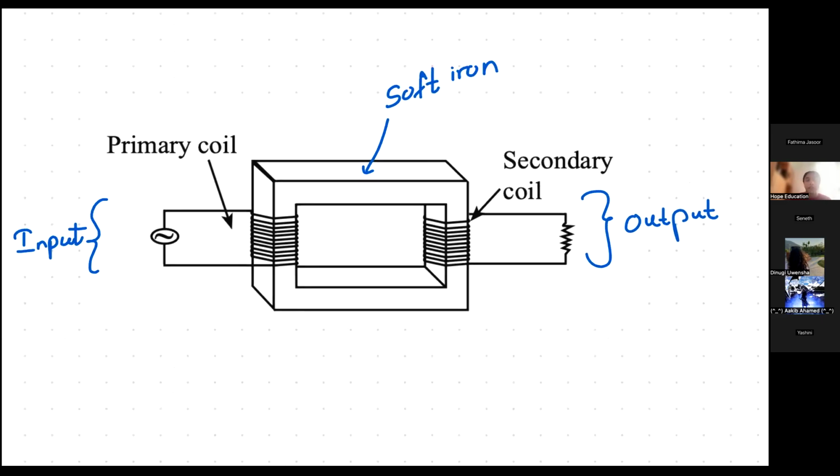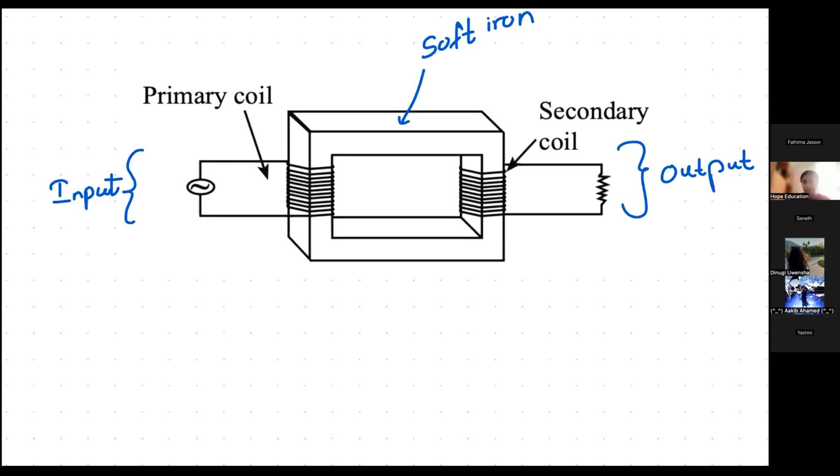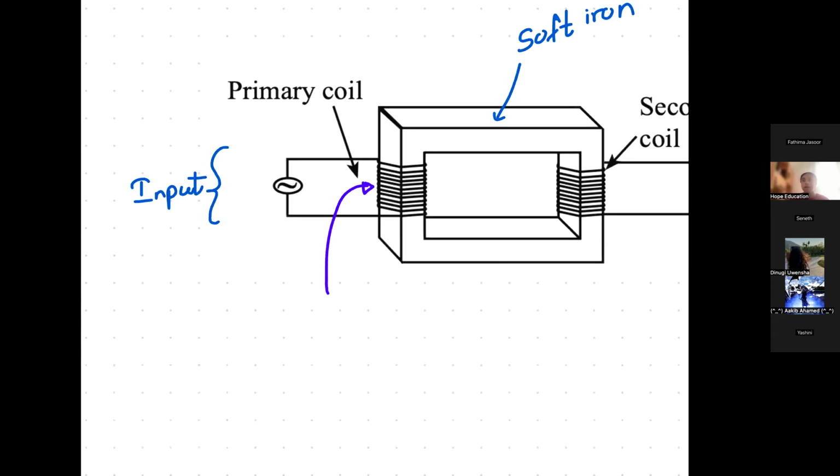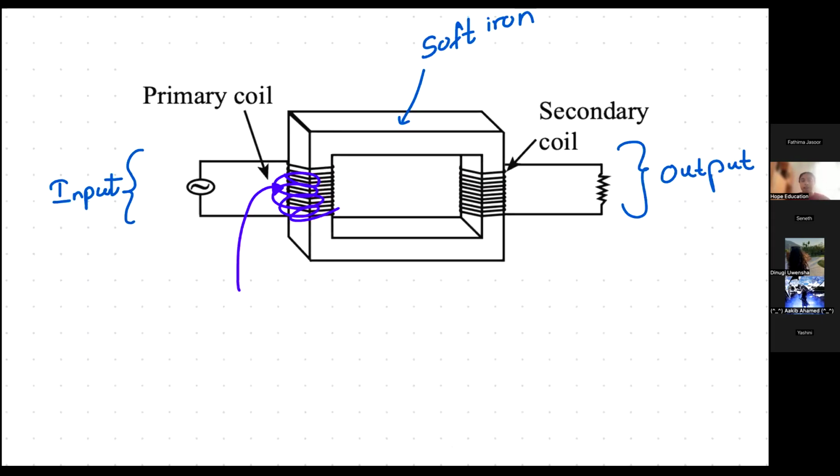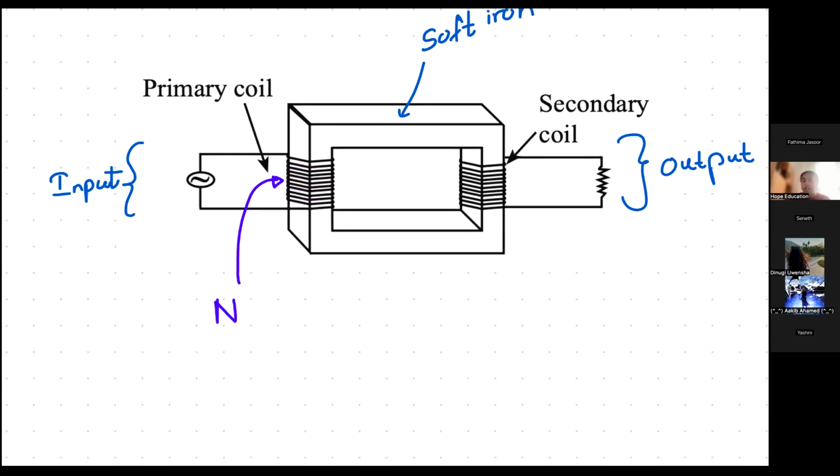Then, there are some factors that we have to consider. One is, if you take the primary coil, it is wrapped around the soft iron base. We have to consider how many times it is wrapped, the number of windings. The number of windings we call the number of turns. The number of turns in the primary coil we call NP. NP is the number of turns in the primary coil. This is the secondary coil.